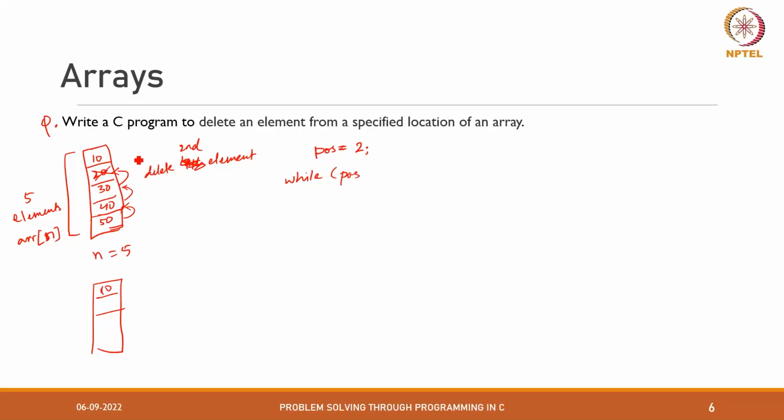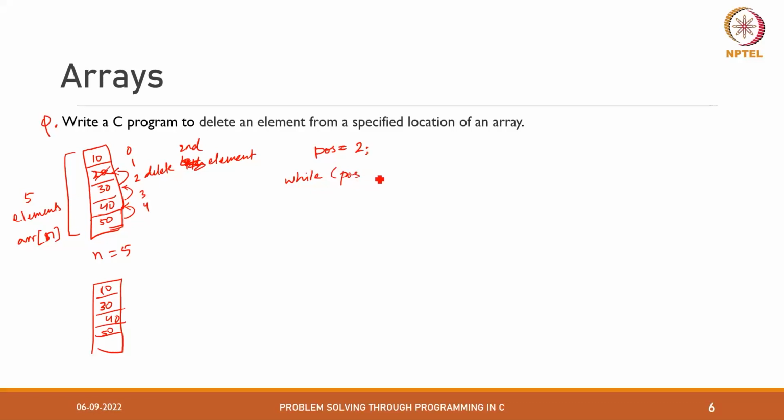So this is index 0, this is index 1, 2, 3 and 4. We have to shift each element to the previous index. Here 30 will be shifted from index 2 to index 1. Similarly 40 will be shifted from index 3 to index 2. So finally we should have an array which is 10, 30, 40, 50. This last one can be left as it is; it does not matter what we have here.